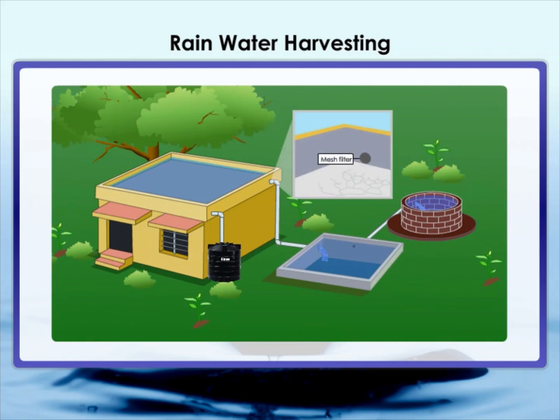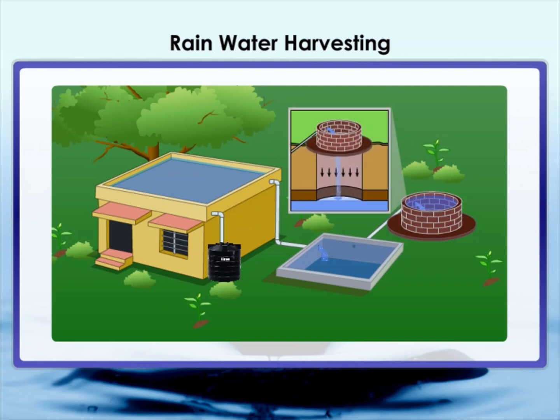The conduit carries the water to the storage tank for immediate use. Apart from storing, the collected water can be directed to the groundwater aquifer for later use, where the water is allowed to percolate into soil, thus raising the water table.